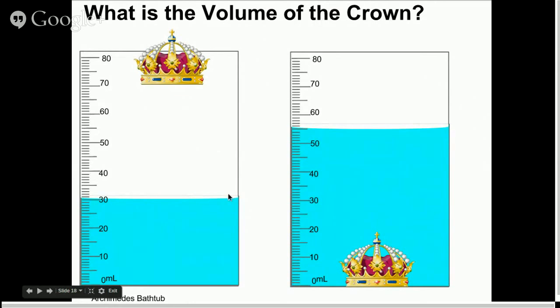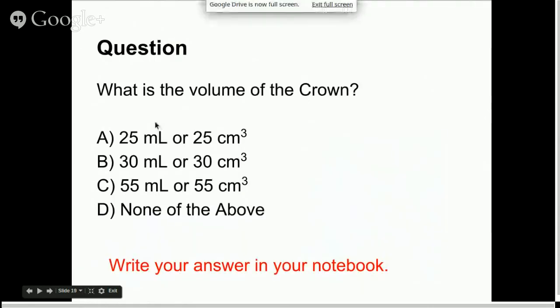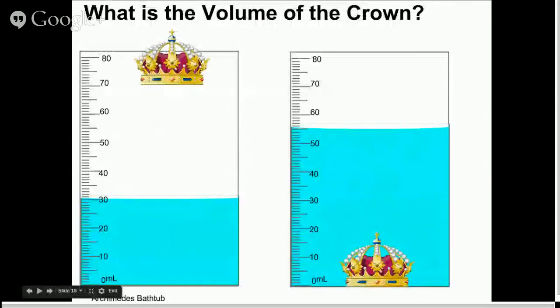All right, so what is the volume of this crown? I want you to figure it out. It starts at 30 milliliters and goes up to 55 milliliters. What is the volume of the crown? I'm going to go back a slide, but go ahead and pause it.